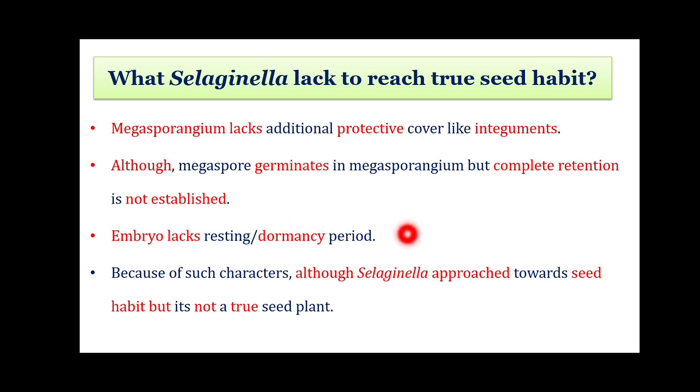So as soon as the zygote and embryo are developed, there is a germination, whether the condition is favorable or unfavorable. But for a plant to survive, it is necessary that the embryo should undergo a dormancy period till the appearance of favorable conditions. But here such a phenomenon is absent, so it lacks the true seed habit. And another point is, although Selaginella approaches towards the seed habit, it is not a true seed plant.